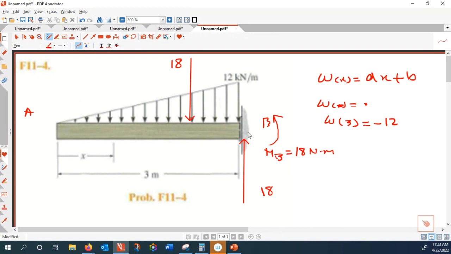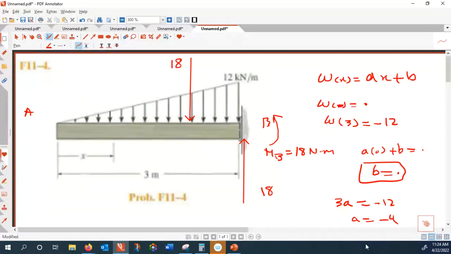All right, now let's plug this in. X equal to 0, that is A times 0 plus B equal to 0. So I conclude that B is equal to 0, right? And the second condition is, let's plug X equal to 3. So that is 3A plus 0 is equal to W of X, which is minus 12. So what is A? A is minus 4, right? Okay, now we are in a position to write the expression. That is W of X is equal to minus 4X.